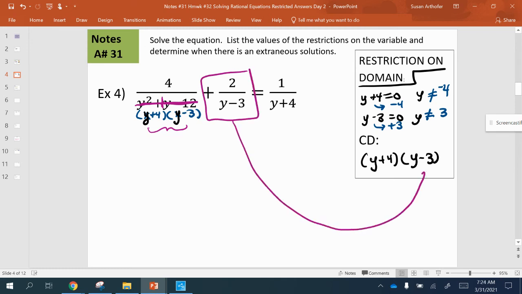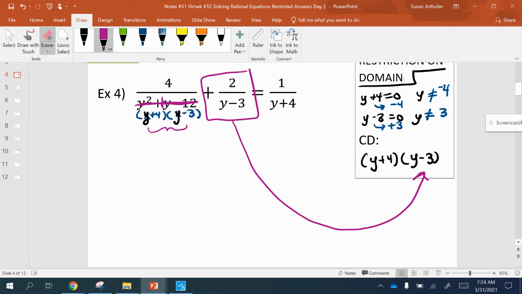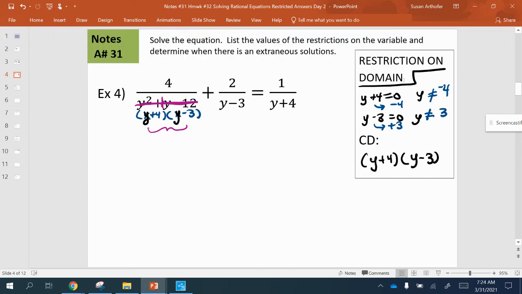This one has the y minus 3, so we need to multiply the top by y plus 4. That's what's missing, right? Okay, so let's do that. Let's multiply the top by y plus 4. And the next one has the y plus 4, but it's missing the y minus 3, so we're going to multiply the top by what's missing.